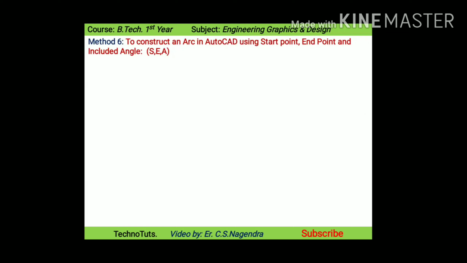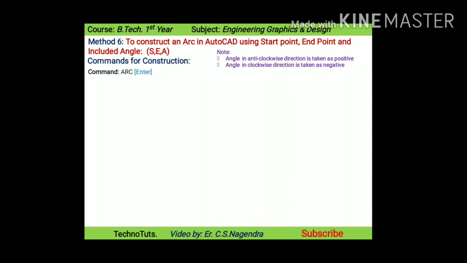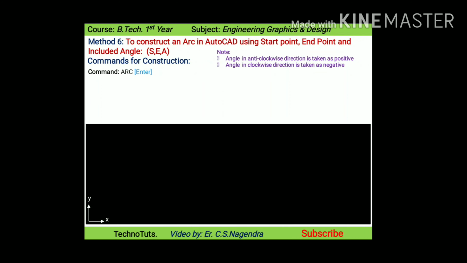Okay, let us move to method number 6. To construct an arc in AutoCAD using start point, end point and included angle. Included angle is represented by capital A, and we should make note that the angle taken in anti-clockwise direction is taken as positive, whereas the angle taken in clockwise direction is negative. So if the angle given is in positive values, we will always construct in anti-clockwise direction.